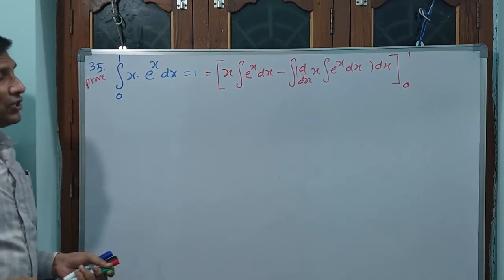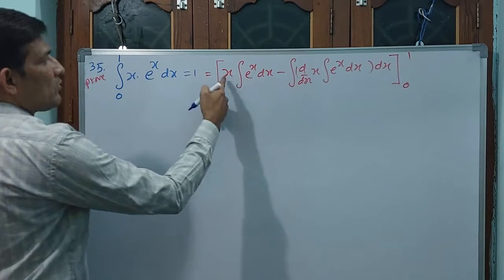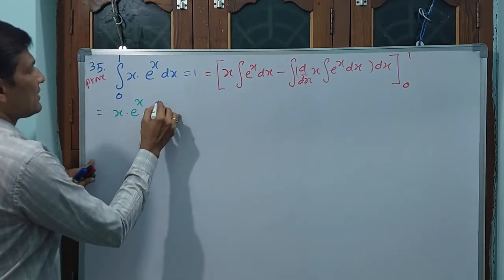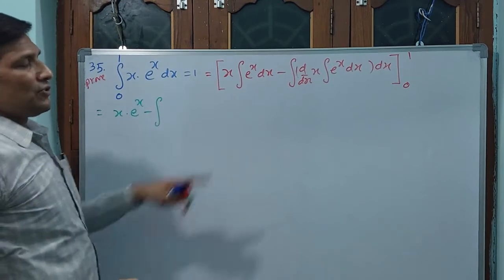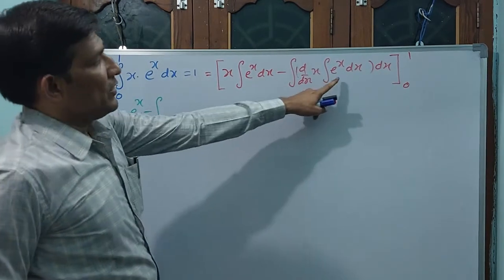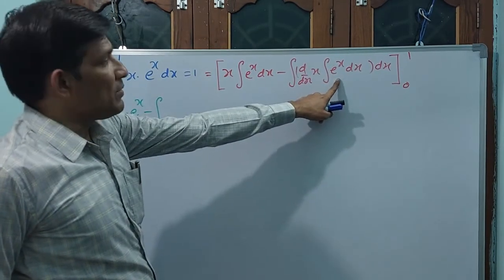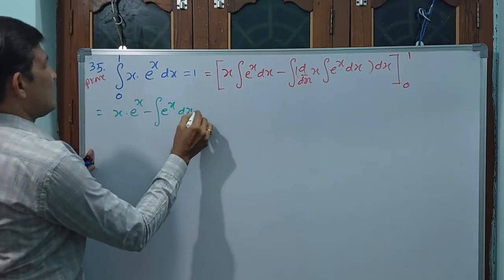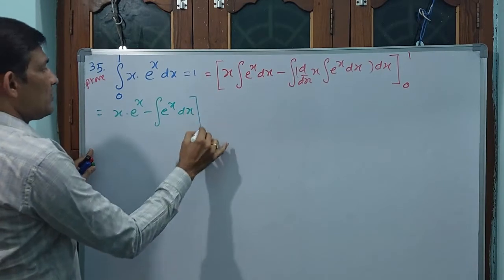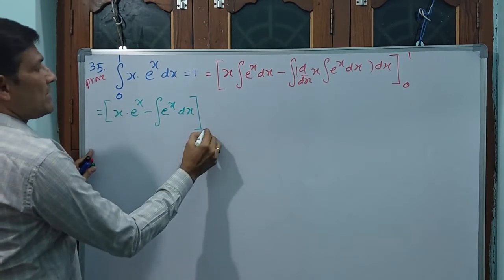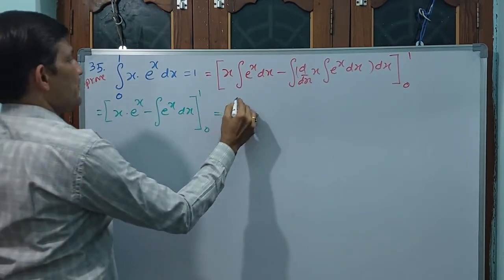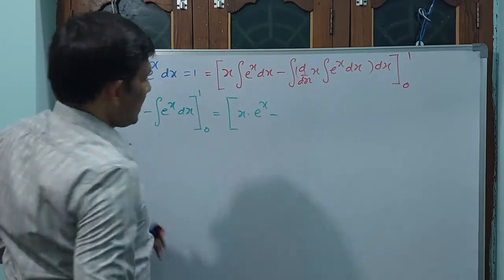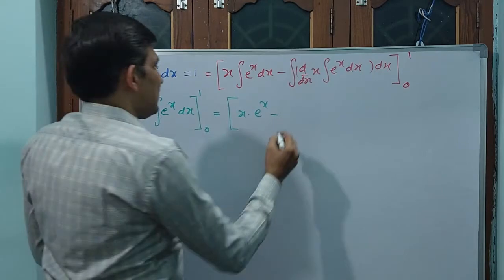Proceed further then. See, e power x integral means e power x only, x e power x. Write down. That is equal to x into e power x minus integral. See, d by dx of x is 1. e power x integral is e power x. e power x dx. Again you keep this limits 0 to 1. That is equal to again x into e power x minus integral e power x is e power x. That's all.